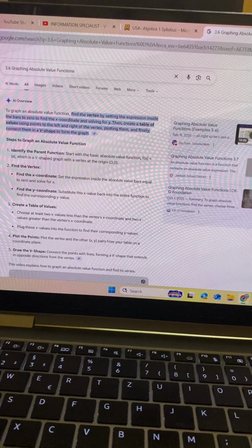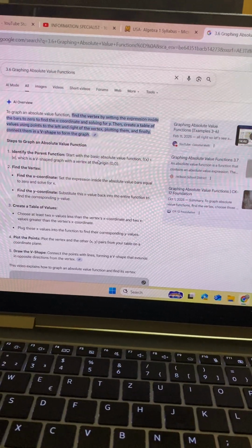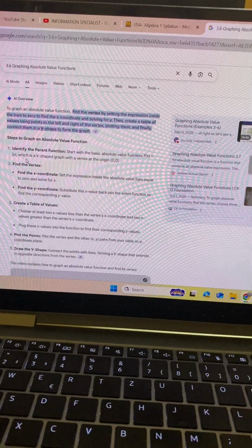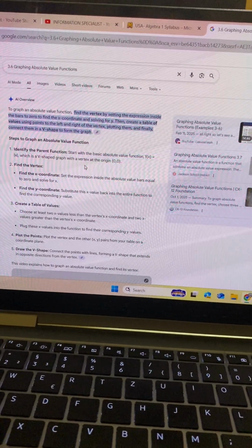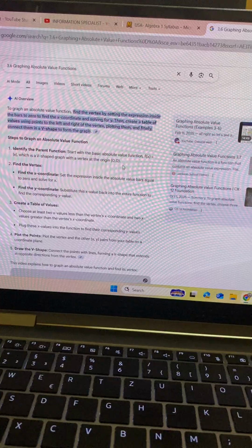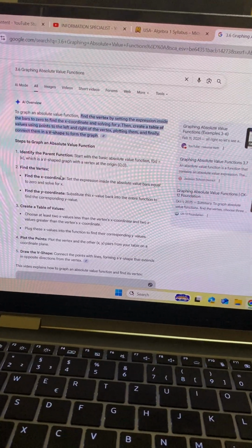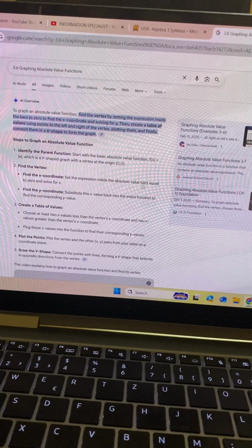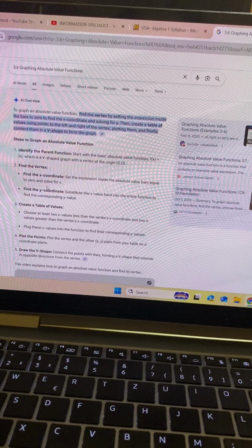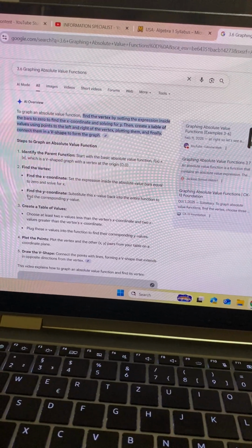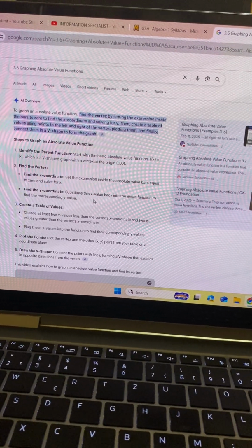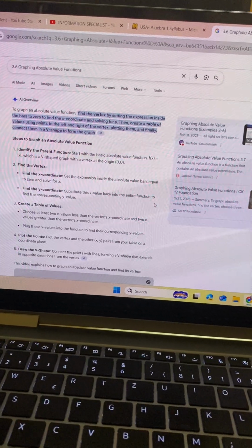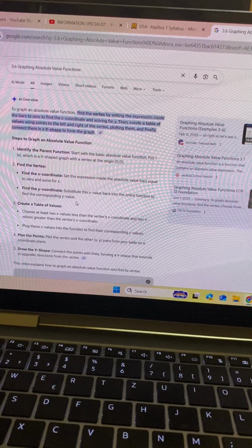Number one, identify the parent function. Start with the basic absolute value function f of x equals absolute value of x, which is a V-shaped graph with a vertex at the origin, 0, 0. Number two, find the vertex. Find the x coordinate. Set the expression inside the absolute value bars equal to 0 and solve for x. Find the y coordinate. Substitute this x value back into the entire function to find the corresponding y value.